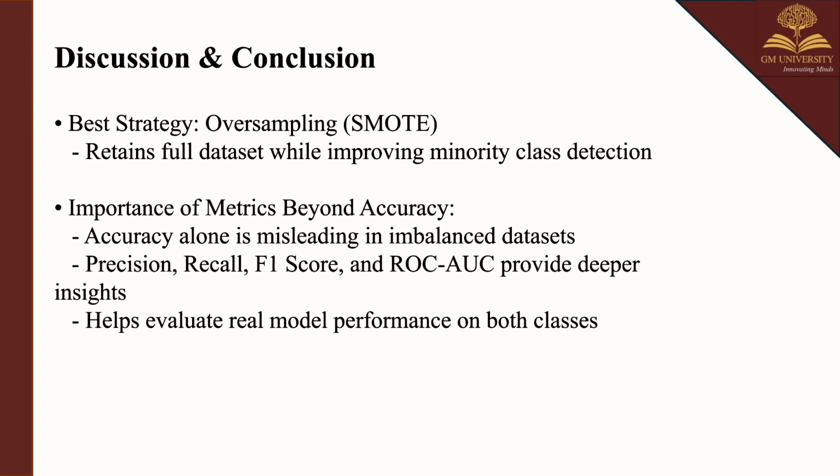This shows why metrics beyond accuracy are more important. Accuracy can look good even if the model fails to identify rare cases, but precision, F1 score, and ROC AUC give a more realistic view of how well the model is performing.